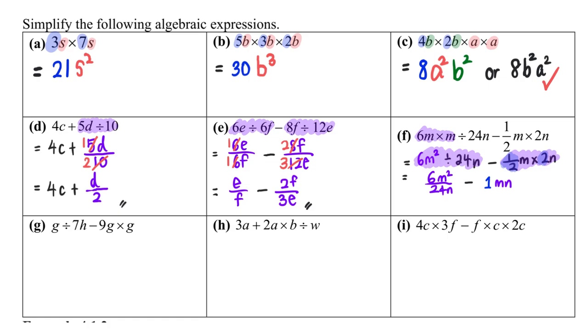And finally, I saw that I could divide by 6 to give me 1 on top. 24 divided by 6 is 4. And so this will give me a final answer. M square over 4n minus 1mn. Usually we don't write the 1 down there. And that will be the end of part F.